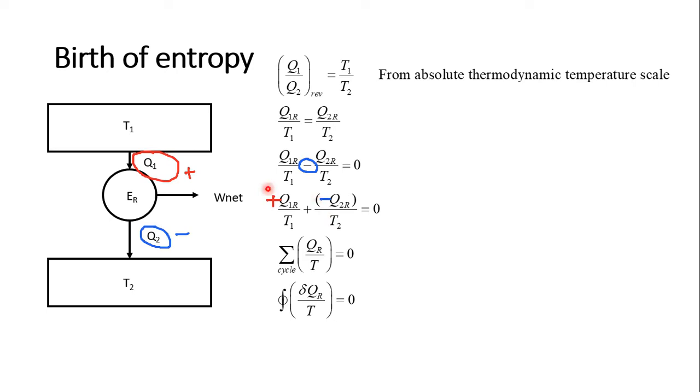So generally you can write it as the summation of QR, meaning reversible heat transfer, divided by T is equal to 0. So during a cycle, the summation of all reversible heat transfer to the temperature is equal to 0. You can replace this summation during the cycle by an integral, a cyclic integral. So the cyclic integral of del QR by T is equal to 0.